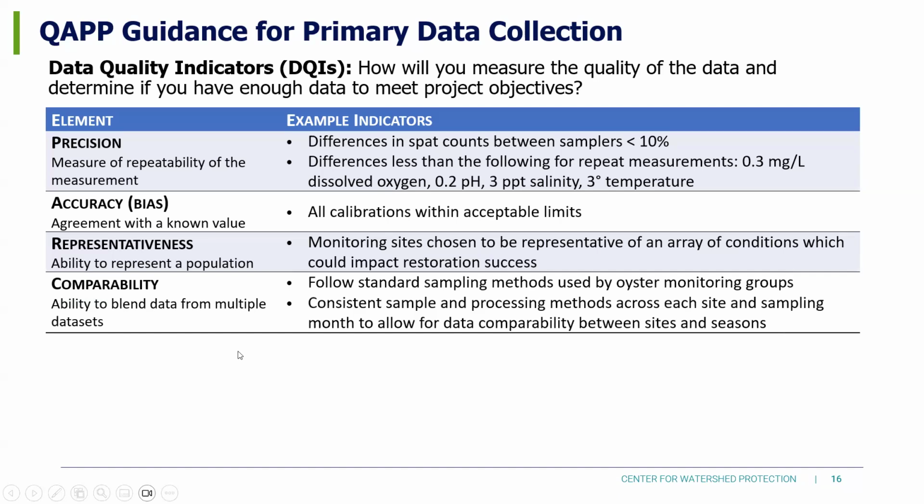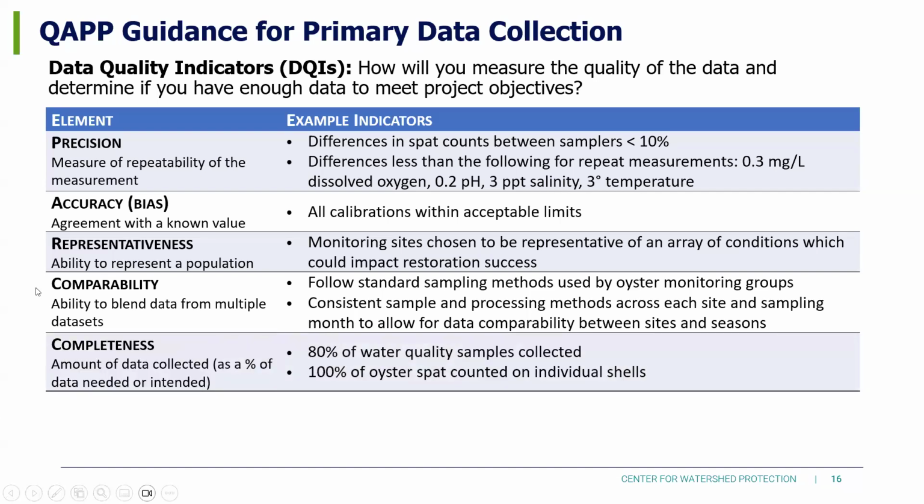Comparability is the ability to blend data from multiple data sets. They're going to be following consistent sampling methods used by oyster monitoring groups, and they're also going to do consistent sampling and processing methods across each site and sampling month, so they can compare between sites and seasons. Completeness is the amount of data collected as a percentage of the data that's needed. They're going to collect 80% of water quality samples and 100% of the oyster spat counted on the individual shells that they're collecting.